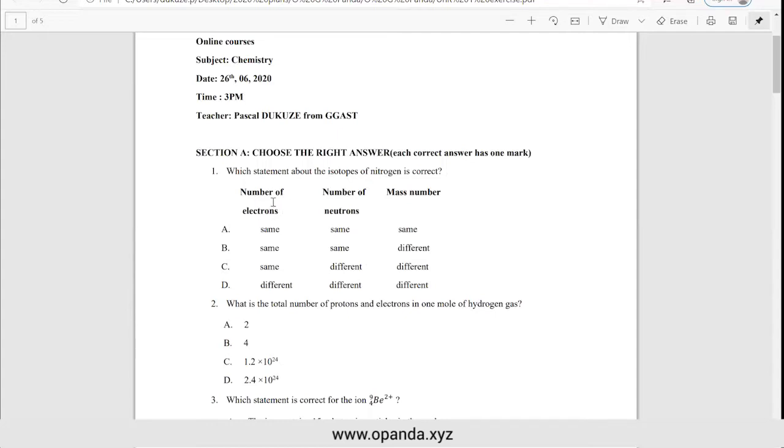We have 3 columns: number of electrons, number of neutrons, and the mass number. On suggestion A, we have the same number of electrons, same number of neutrons, and same mass number. B, same number of electrons, same number of neutrons, and different mass numbers. C, same number of electrons, different number of neutrons, and different mass numbers. And the last, different number of electrons, different number of neutrons, and different mass numbers.